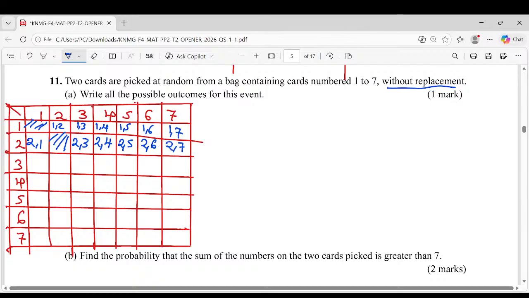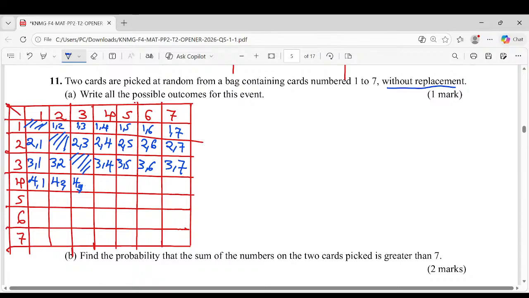If the first pick was a 3, in the next pick you can pick 3,1. You can pick 3,2. But you cannot pick another 3 because it has already been picked. So this one here we don't count, because it is without replacement. Then this can be 3,4; 3,5; 3,6; 3,7. In the next one, if you picked 4, it can be 4,1; 4,2; 4,3.